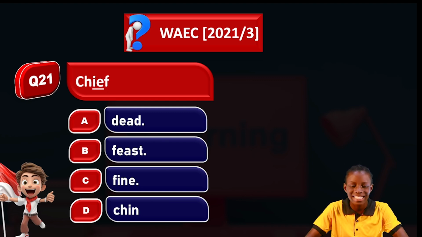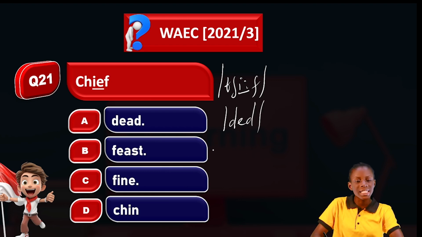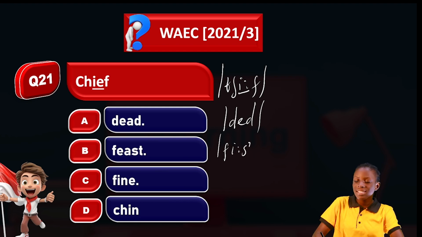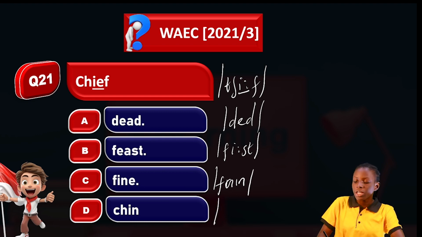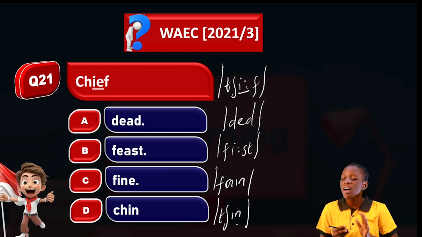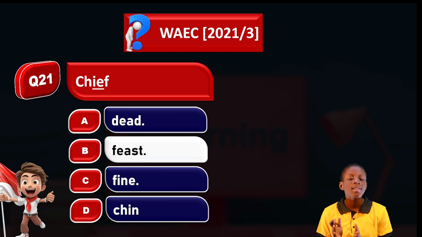Okay, let's transcribe together. Chief has the E sound. Option A is dead. Option B is feast, which has the E sound. Option C is fine, which has the I sound, a diphthong I. Option D is chin, which has a short I sound. So now having transcribed, what is our answer? It is clearly option B, feast. Feast is our answer.